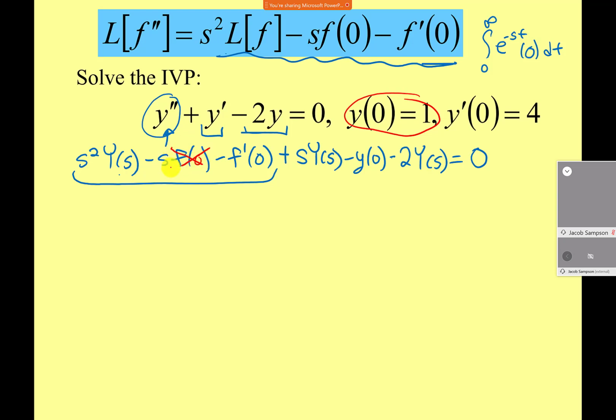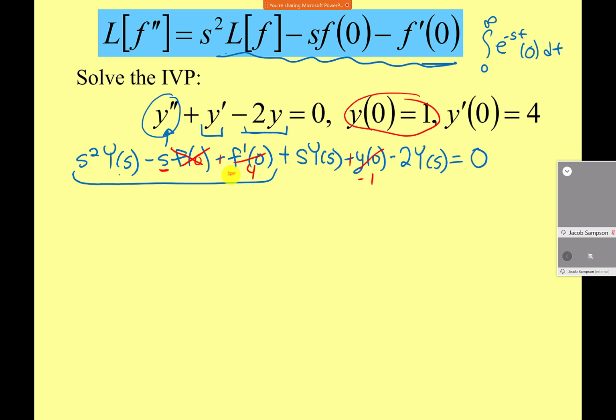So I'm just going to cross that off, and we have this because it's times 1. F prime of 0 is 4, so that's a negative 4 in there. I included the negative sign. And then y of 0 was 1. I'm just going to include the negative signs down there on these guys so I don't lose them.